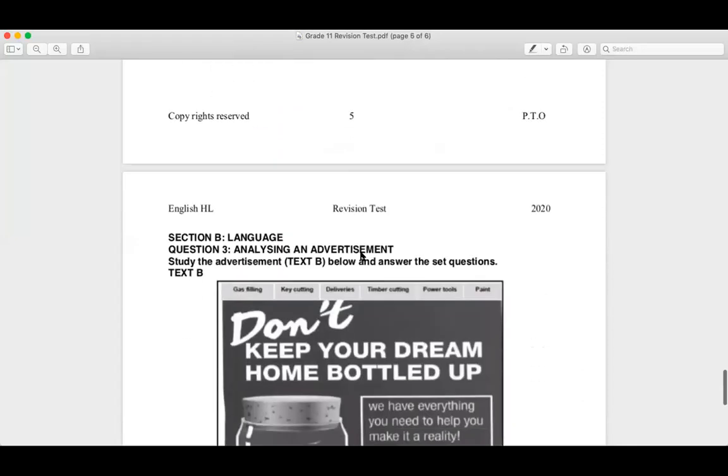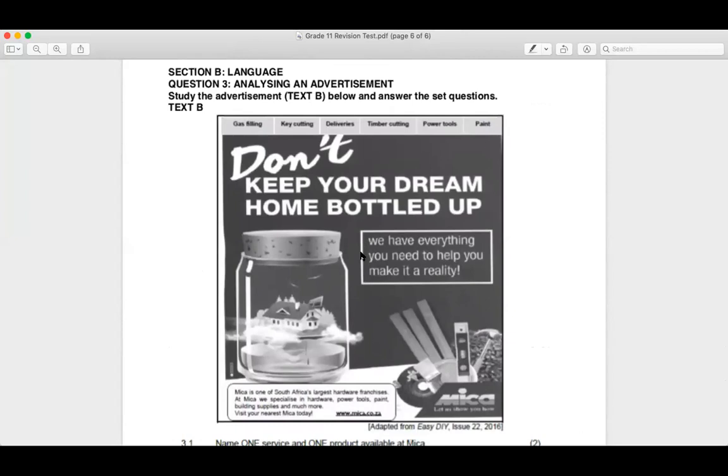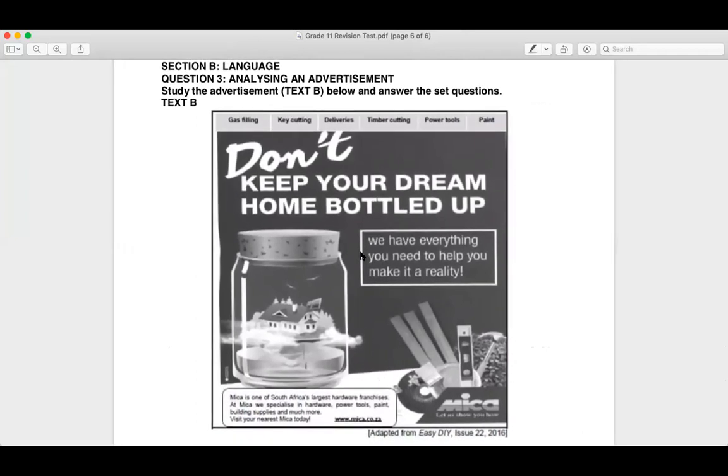Okay, Section B, Language. Question 3, analyzing an advertisement. Study the advertisement, Text B below, and answer the set questions. Please can you study this advertisement? I'll give you about 2 minutes to do so. We don't have much time left, but I'll give you 2 minutes, and then we'll start answering.